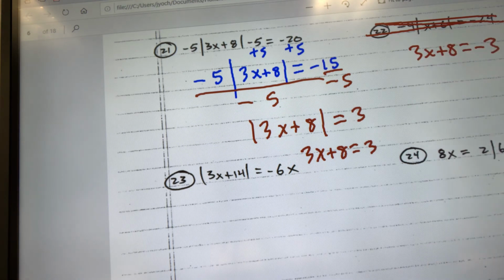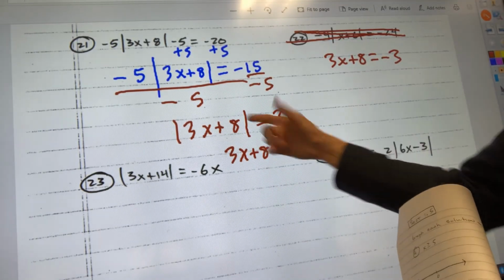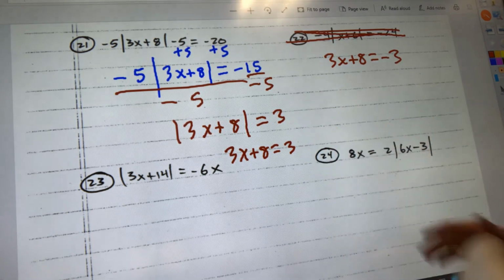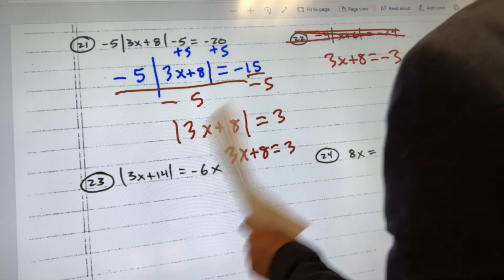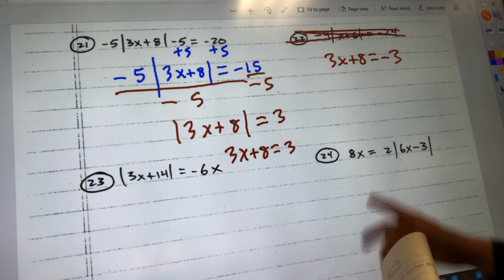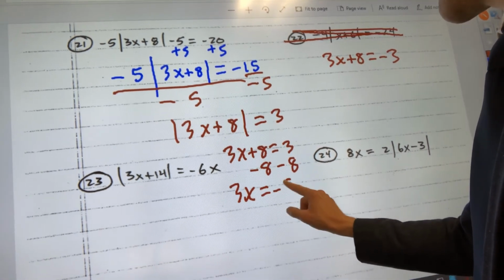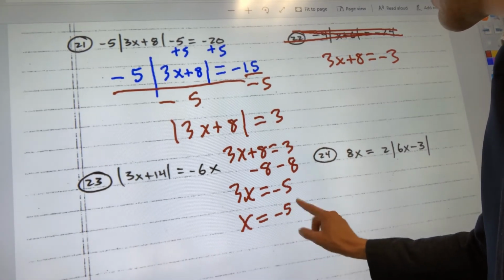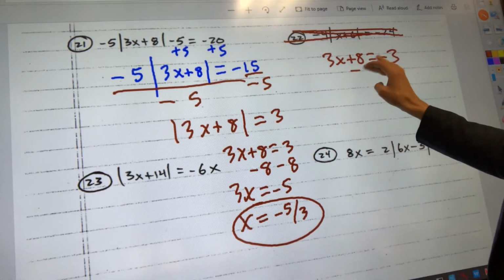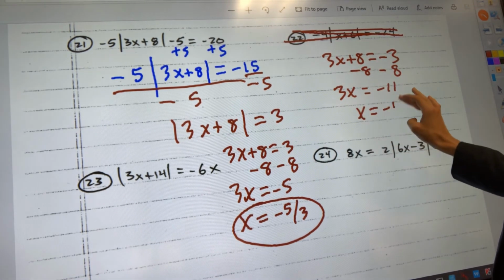Now again, you didn't have x's on the right side. You had the absolute value of something equals 3. That is not an x, that is a constant 3. There's no checking the answers. You only check your answer if there's an x on the other side, like in 23 and 24. Your two answers here are going to be bueno. 3x is a negative 5. X is a negative 5/3. Subtract 8. 3x is equal to a negative 11, and x is a negative 11/3.